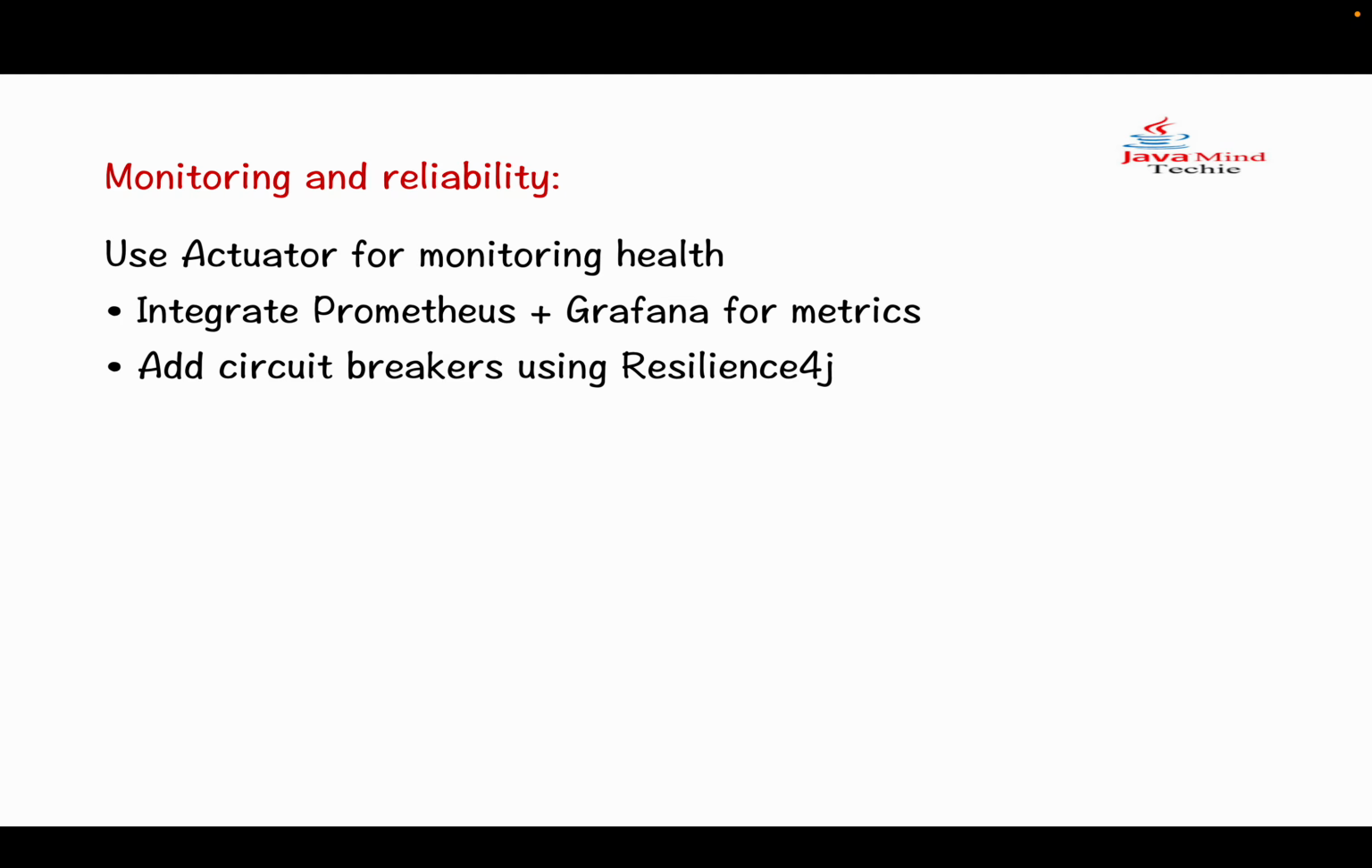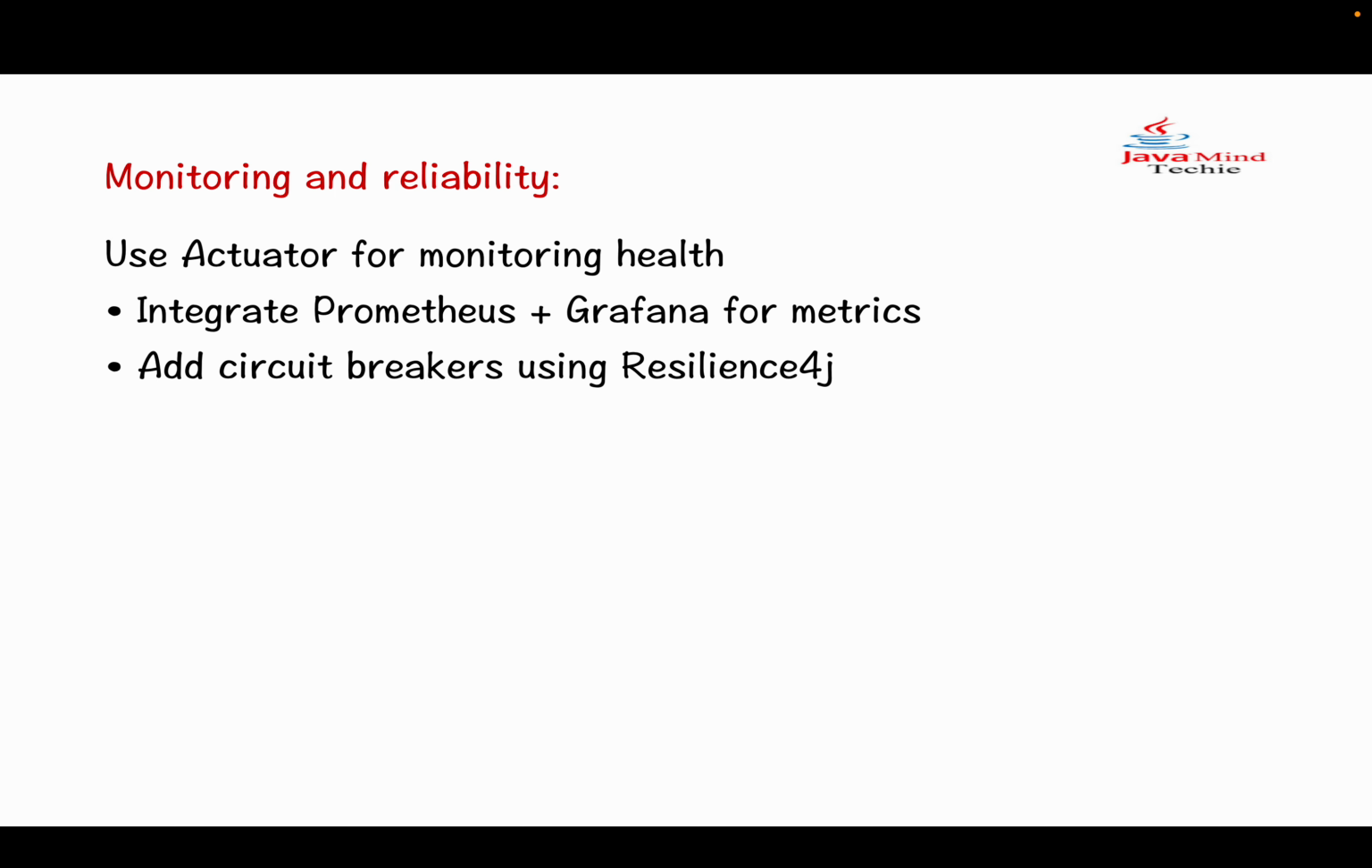Then guys, integrate Prometheus plus Grafana for metrics. This is the most important concept you should know about monitoring your application. Then add a circuit breaker using Resilience4J. Guys, that is also one of the most important things, a circuit breaker using Resilience4J.